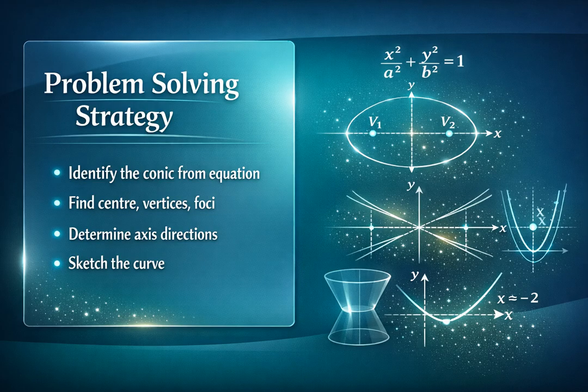Problem-solving strategy. First, identify the conic from the equation. Look for squared terms and their signs. Find the center, vertices, and foci using the appropriate formulas. Determine the direction of the axes. Sketch the curve using key points. Always verify your answer by checking that points satisfy the equation.